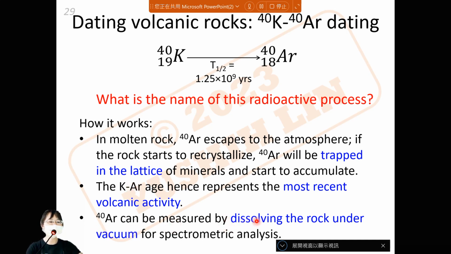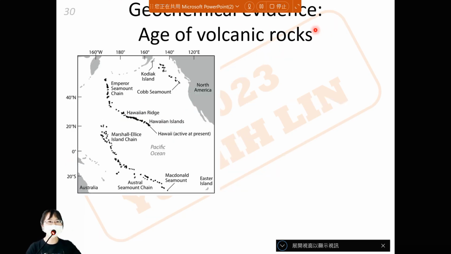Argon-40 can be measured by dissolving the rock under vacuum for spectrometric analysis. You have to put the rock into a container and you need to evacuate the gas because you know argon is relatively abundant in the air. Afterwards, when you make sure the vacuum is good enough, you dissolve the rock using hydrogen fluoride. And then the argon trapped in the crystal will be released. Then you collect the argon and send it for measurement. That's how people do this kind of dating of the age of volcanic rocks.